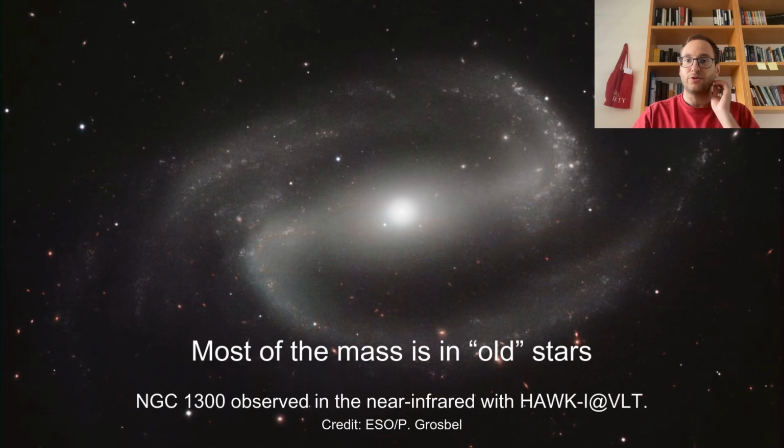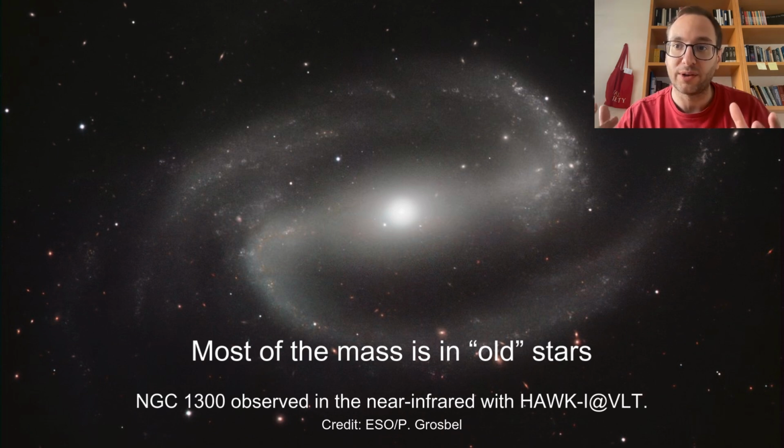Okay. What are bars made of? Most of the mass of bars is in old stars, and you can see the old stars if you observe in the near infrared. Here I show an example for the galaxy NGC 1300 observed with HAWK-I at VLT. All this diffuse light is made by billions of stars which are not resolved, so it looks diffuse. If we could resolve them, we would see many tiny points that altogether make the bar.